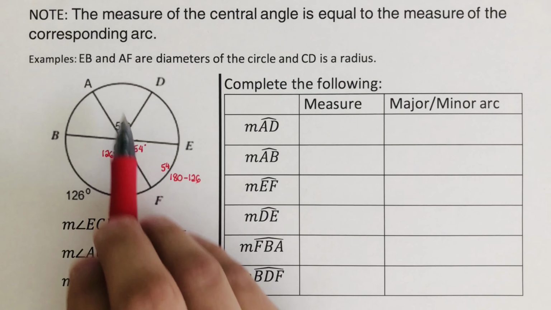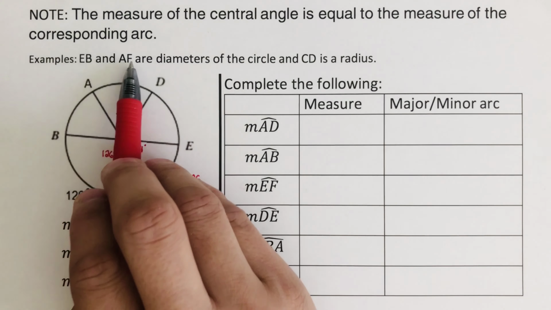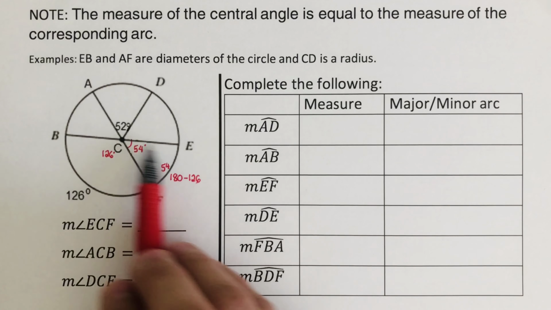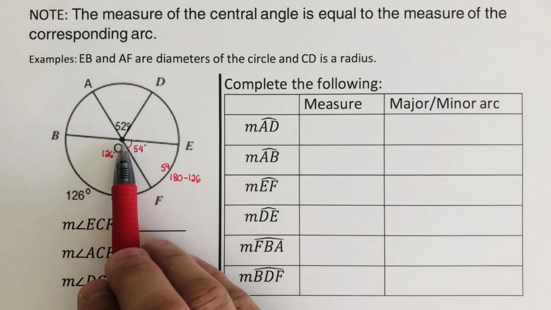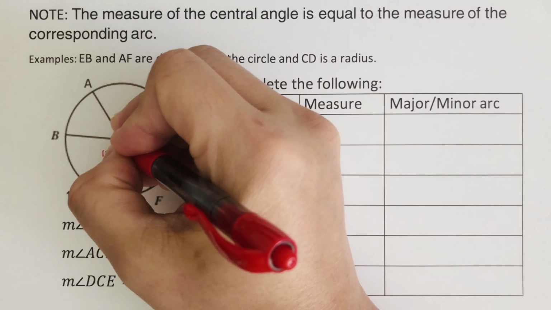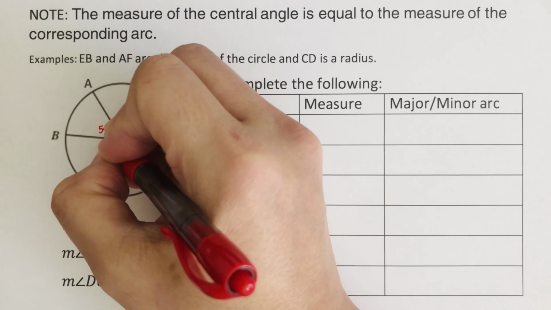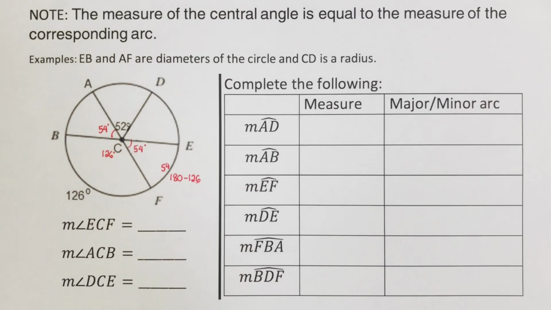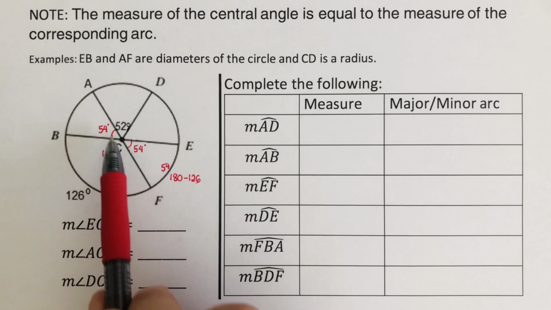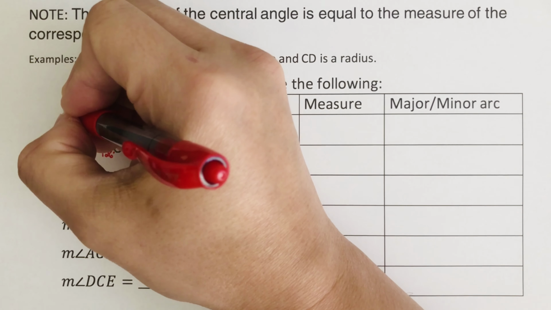Now, as you can see here, since it's mentioned that line EB and line AF are diameters of the circle, and they meet at the center, that means these two angles are equal to each other, and they are actually vertical angles. So they must be equal. Again, there's another video that talks about vertical angles. I will put the link of that video in the description box below. So these two are vertical angles. So they are equal. So that means if this is 54, this is also 54 degrees here.